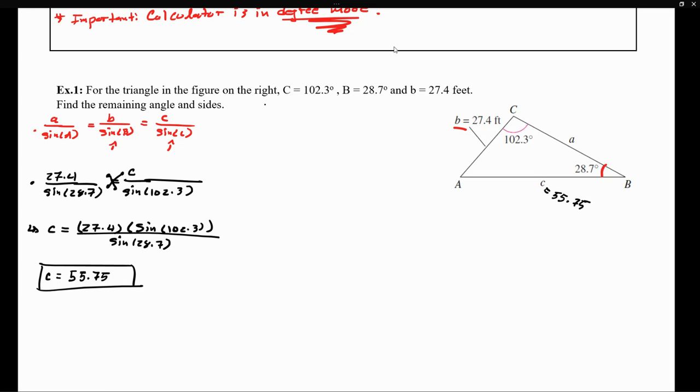So what exactly are we missing? This work was for side C. The only thing that we're missing is angle A and side A. But notice that we cannot use the law of sine yet because we're missing angle A and side A, so we're missing the whole ratio here. But recall that in any triangle, the sum of the interior angles is equivalent to 180 degrees. So we can definitely solve for angle A.